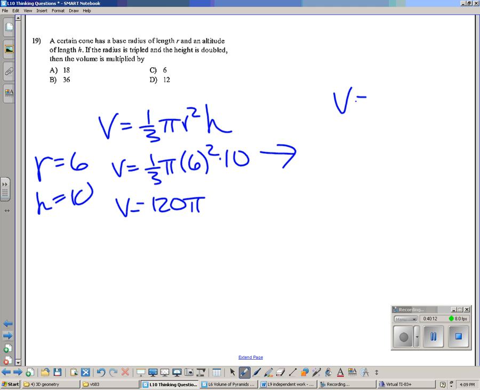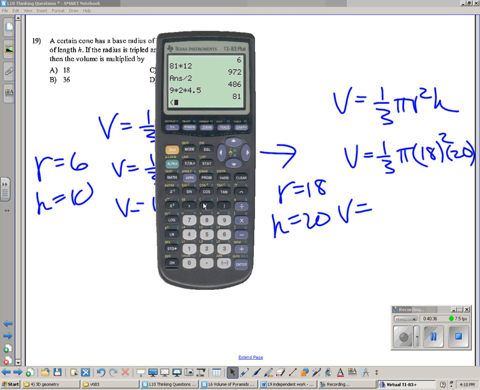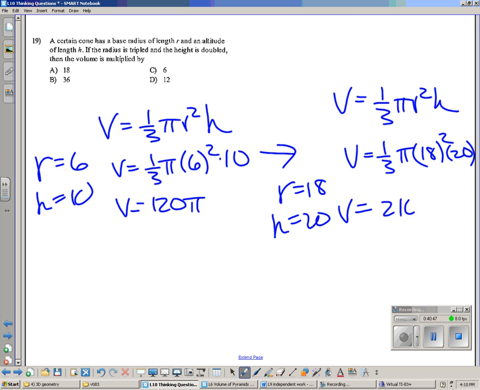Flash forward to the new cone. So they want us to triple the radius. So the radius becomes 18, and they want us to double the height, so the height becomes 20. So now we have volume is 1/3 pi times the radius, which is 18 squared, times the height, which is 20. So if we do this, I'll just do this on the calculator real quickly. I'll put in everything except pi, because it's easier if we just leave the pi alone, because then we can just see what happened to the numbers. We get 2160. So we get 2160 pi versus 120 pi.